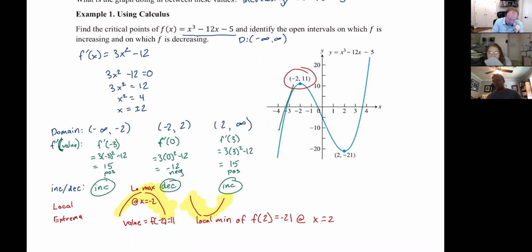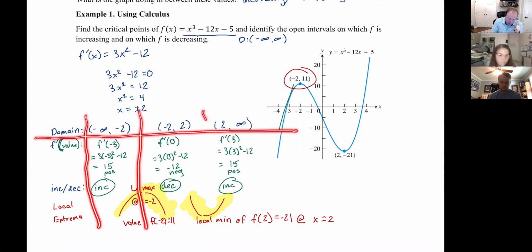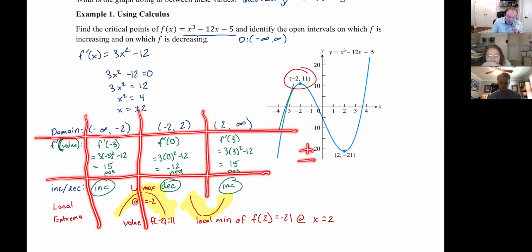This came up during the question and answer section. We have the domain being split up, and then we have these columns right here. In the middle row, we're trying to figure out if it's positive or negative. In the bottom row, we're trying to figure out if it is increasing or decreasing. And in the top row, we're just breaking up pieces of the domain.